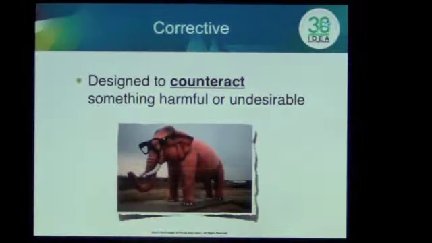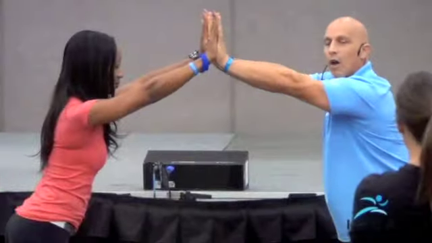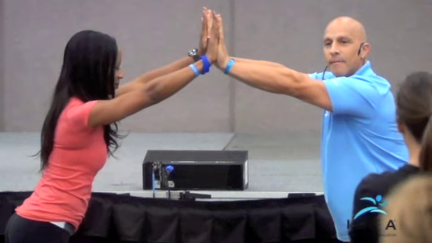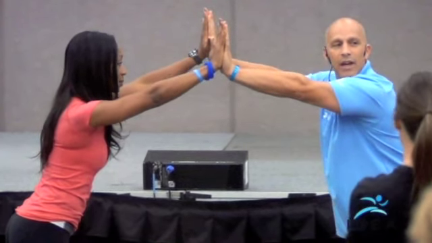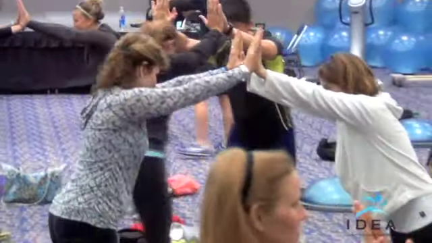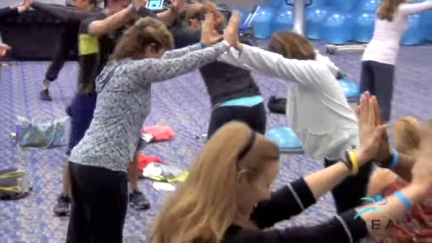Let's actually look at what we're talking about. Here's what corrective means. It's designed to counteract something that could be harmful or undesirable. Are we counteracting one another? Does counteracting mean that we're in opposition, that we're fighting one another? Now maintain pressure. Now just move around. One person be the lead, one person not. Interesting. We don't define our terms.